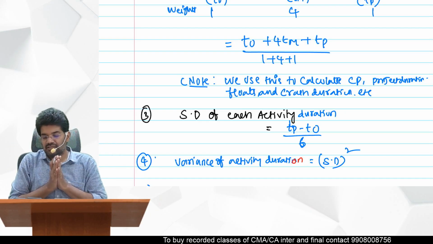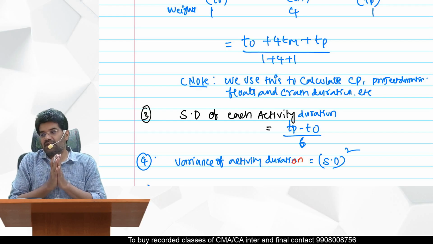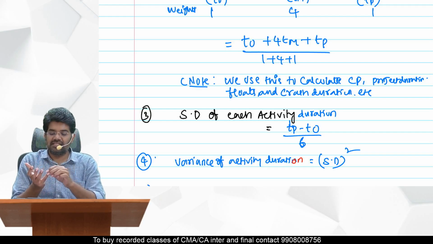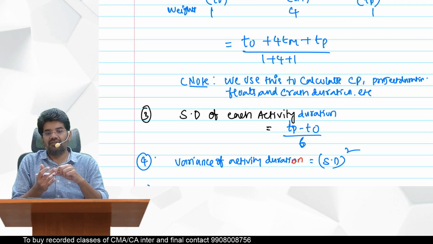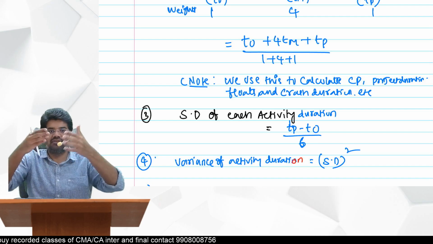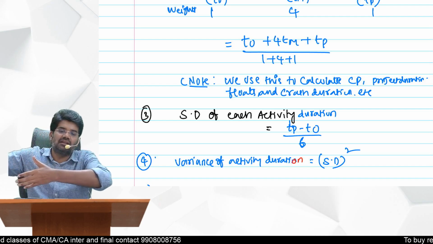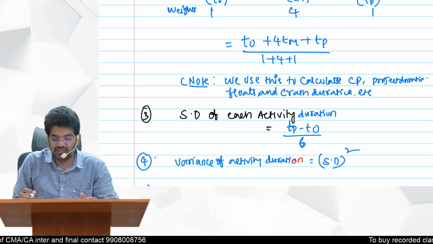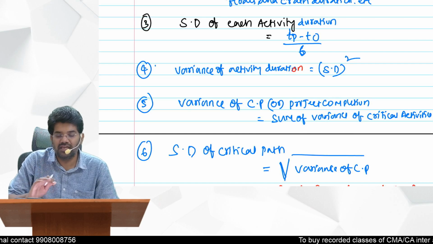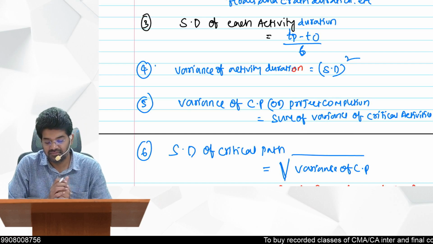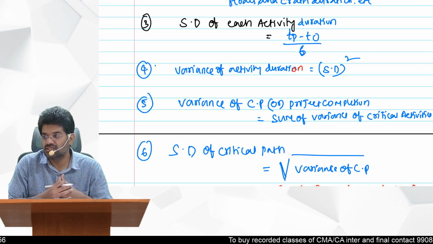Yes. So for that purpose we calculate the standard deviation for the critical path. We can even calculate the standard deviation for individual activities. If we calculate for individual activities, then only can we calculate for the entire project. So you need to calculate a standard deviation, especially in scenarios like new projects.